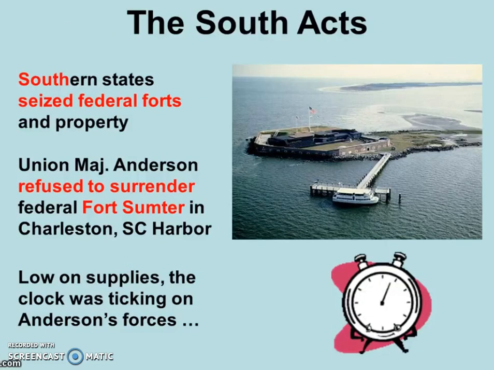One of the first things that Southern states did when they seceded from the Union was to seize federal property, and especially federal forts within their state. So one of these federal forts was Fort Sumter off the coast of South Carolina, which defended the harbor entering Charleston. This was commanded by a Union major, Major Anderson, but he refused to surrender Fort Sumter to the Confederate forces. However, they were cut off from the Union supplies. They were not able to get supplies to them. So time was ticking away, and ultimately they feared that they were going to be attacked.